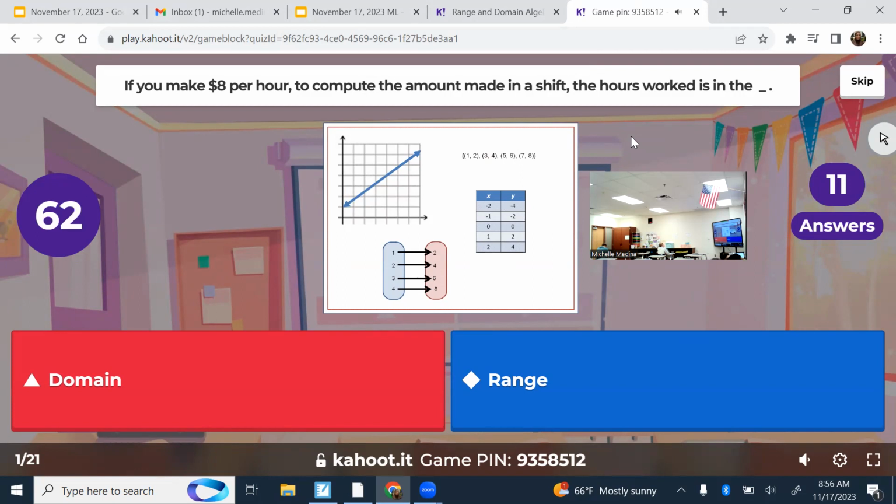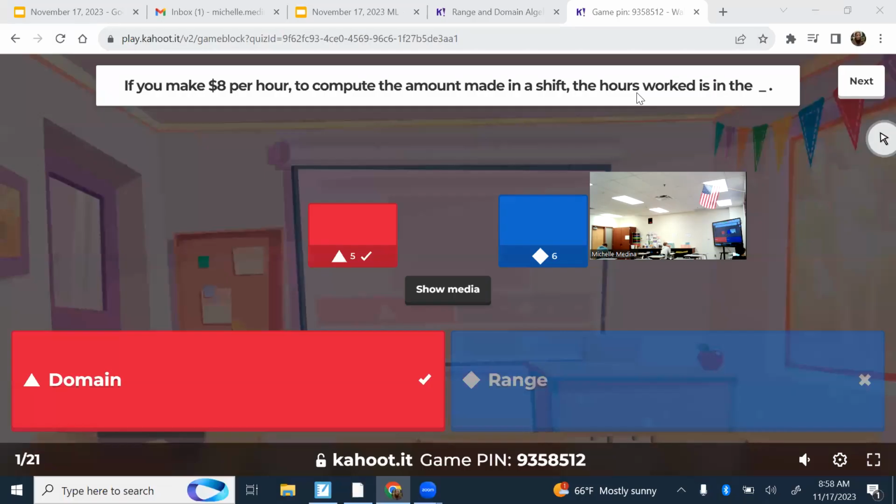If you make $8 per hour, to figure out the amount made in a shift, would the hours worked be your domain or range, your input or your output? I told you, you have to find domain and range of lots of different things. Situations is one of them, but basically, what's your input, what's your output, what depends on what?